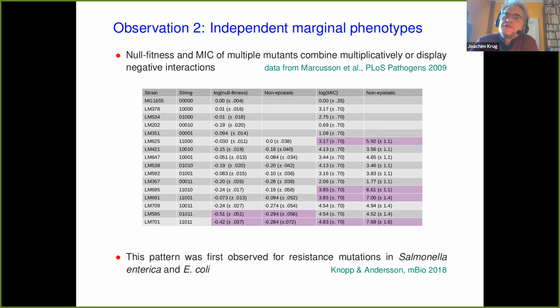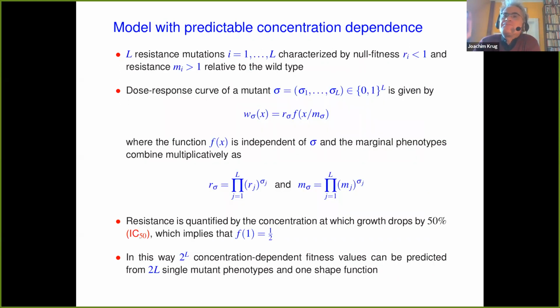But what we did now is to say, okay, let's assume that this is actually true, and then we can build a model which is actually rather simple. And so the model looks like this. We assume that there's a certain number of resistance mutations, L. Each of them has a null fitness and a resistance value, and these are defined relative to the wild type.